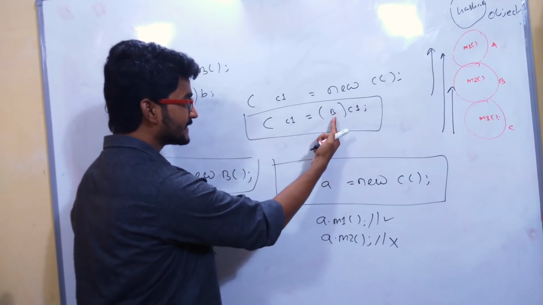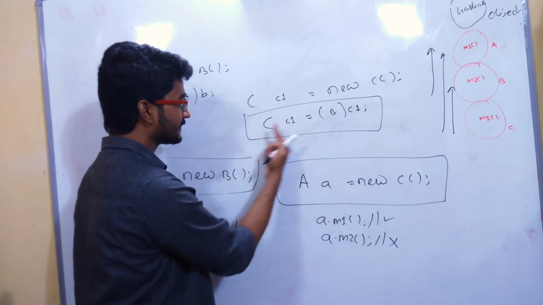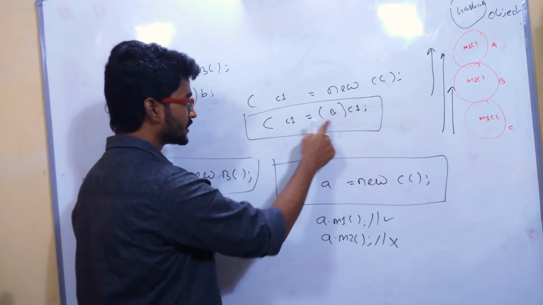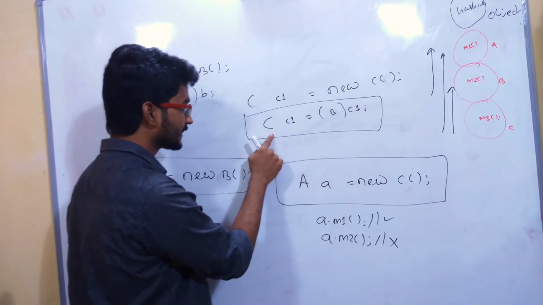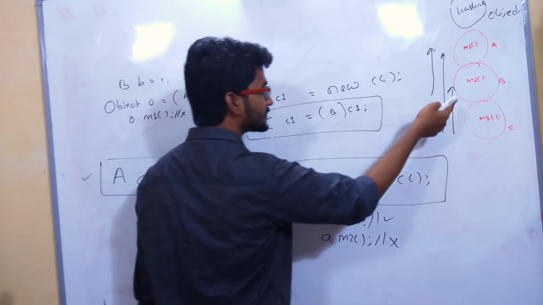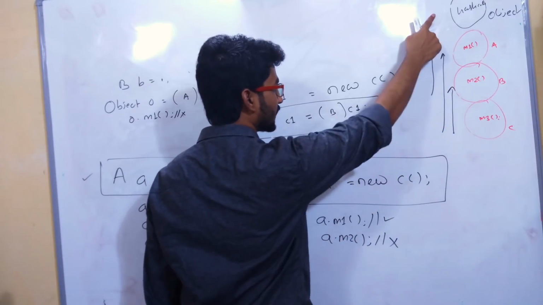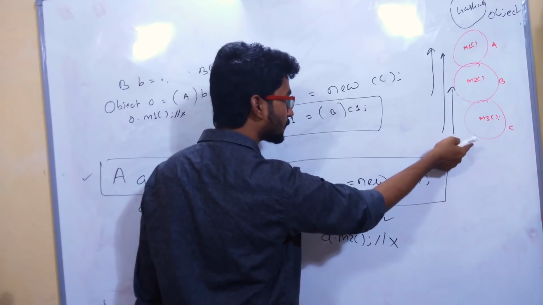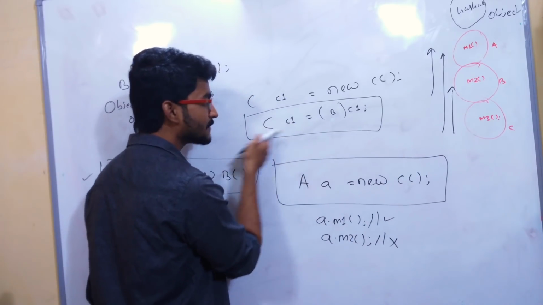So this is B and this is C. These two are not matching. If not matching, C must be the superclass of B. So right now, is C the superclass of B? No, it is the subclass. So this is invalid.